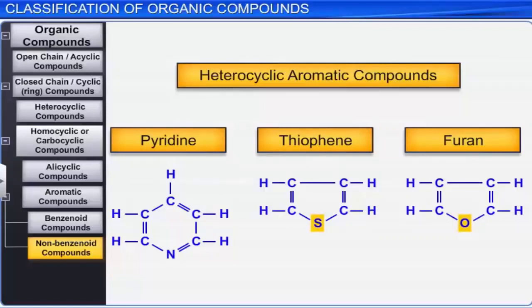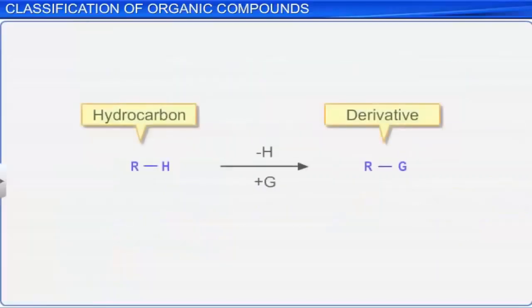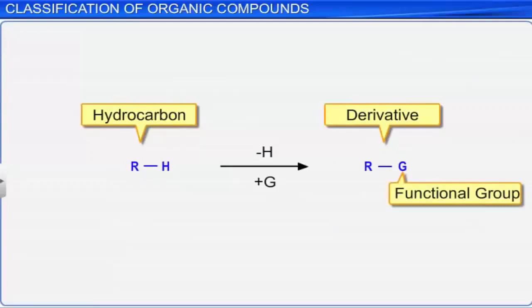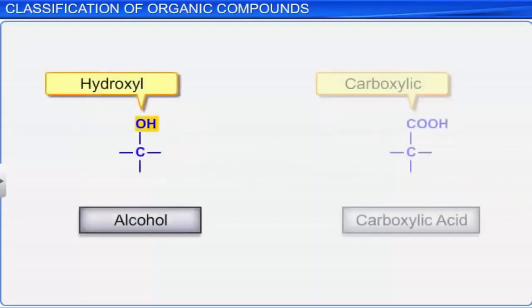The other way to classify the organic compounds is on the basis of functional groups. A functional group is an atom or a group of atoms present in a molecule, which determine its characteristic properties. For example, the hydroxyl group and carboxylic acid group are the functional groups of alcohols and carboxylic acids respectively.